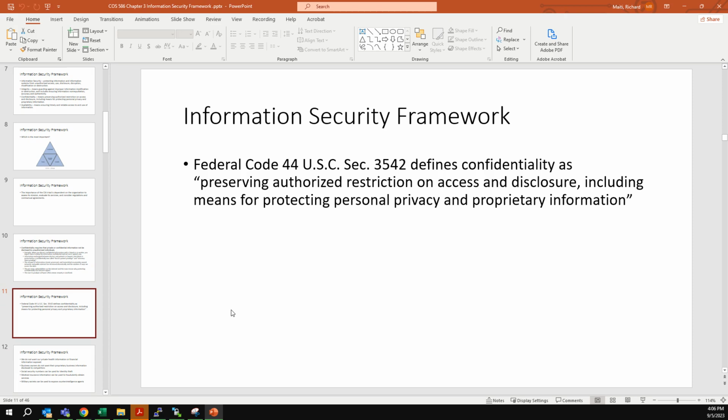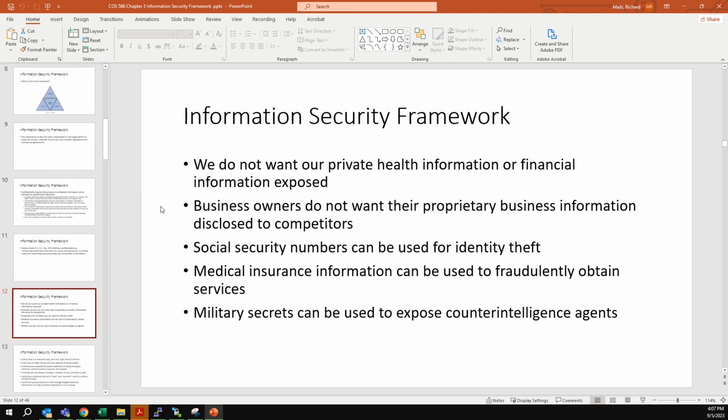Then there's the Federal Code 44 USC Section 3542. It defines confidentiality as preserving authorized restrictions on access and disclosure, including means for protecting personal privacy and proprietary information. Security, as we know, is a multi-layer approach. There's not just one approach to security. It's not only the technical aspect; you have to think of it as different layers of security.